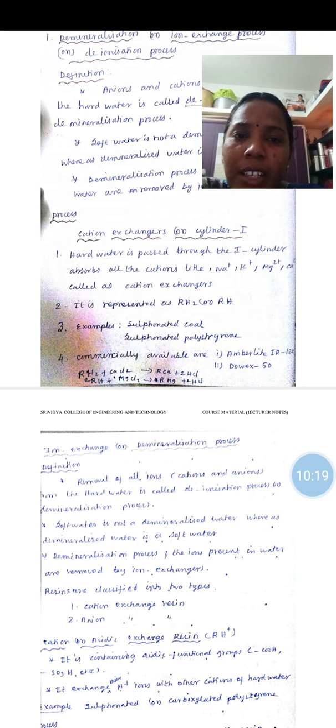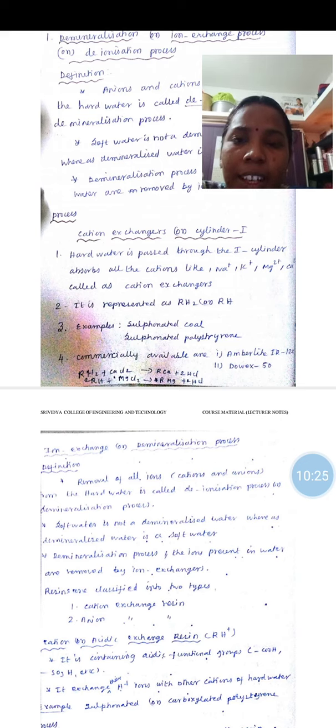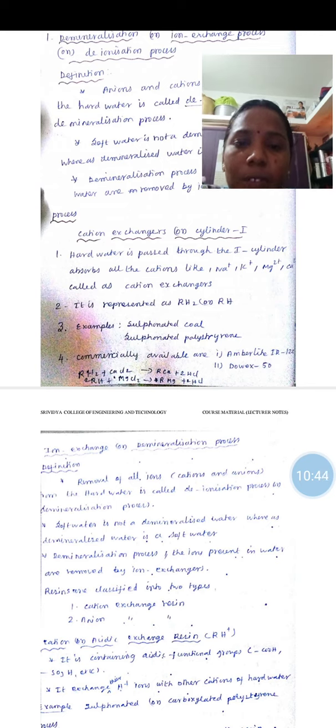Cation exchanger and anion exchanger are the two parts of the ion exchange process. First of all, hard water is passed through a cation exchanging column. The cation exchanging column contains acidic functional groups. It removes all types of cations present in water and can be represented by RH2. R represents the resin and H2 represents the acidic functional groups. It absorbs almost all types of cations present in water.